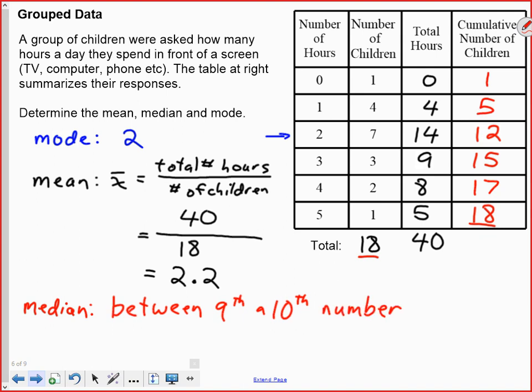Okay, so we would find the 9th value and the 10th value, and we would average them together. So this cumulative number of children helps us figure out where that number 9 and 10 come from. If we start at the top row here, we've got 1, then by the time we get here, we're up to the 5th number. But by the time we get to the end of this 3rd row here, we're up to the 12th number. So the 9th and the 10th are both in this row right here.